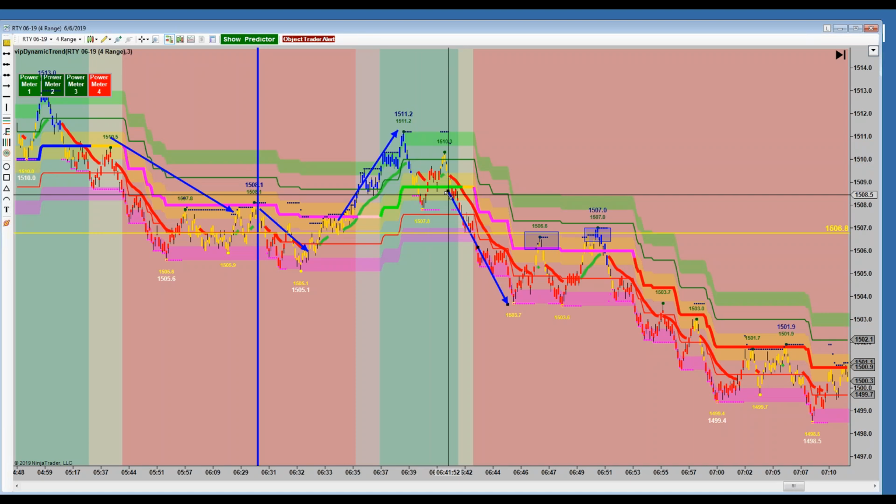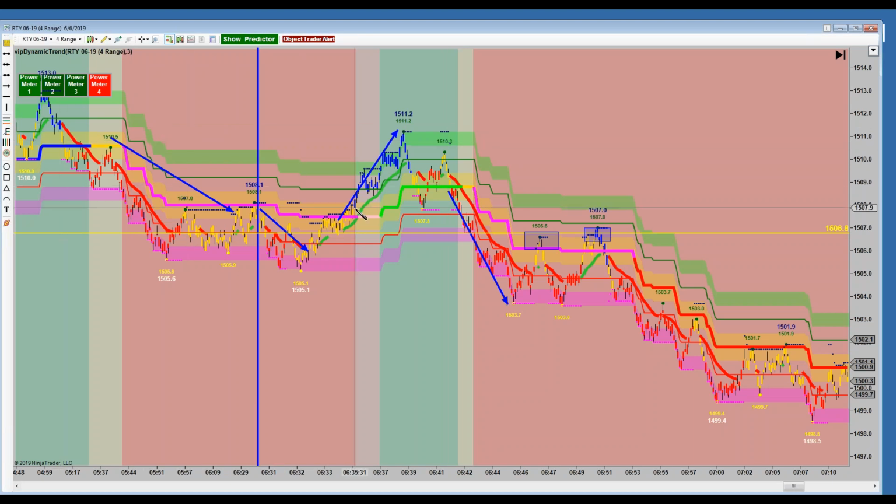Some of you have typed in that you get upside down at the market open all the time. So how do we fix that? Any ideas? It used to happen to me all the time.